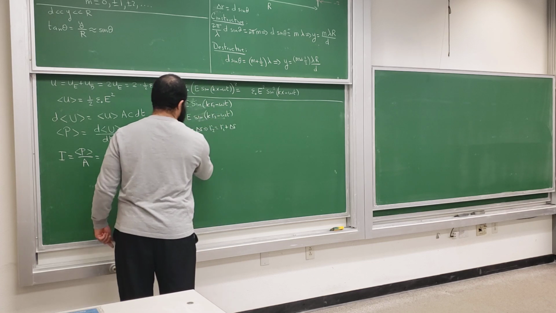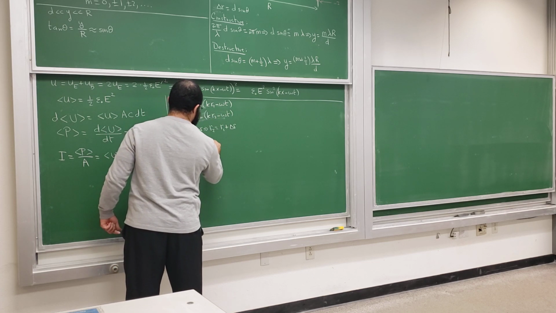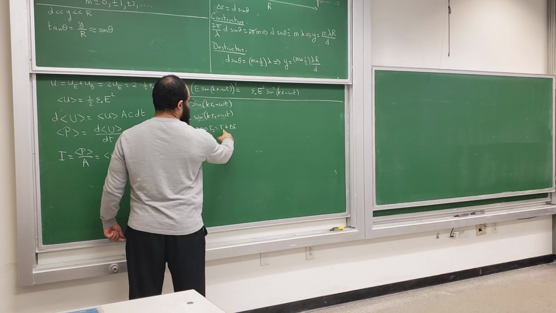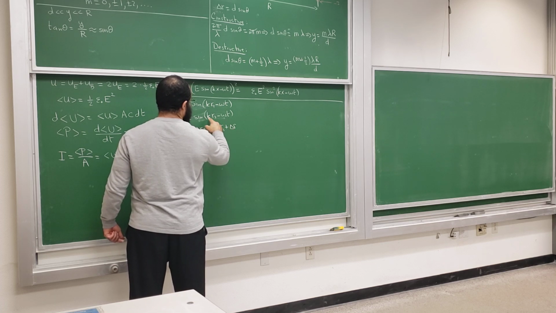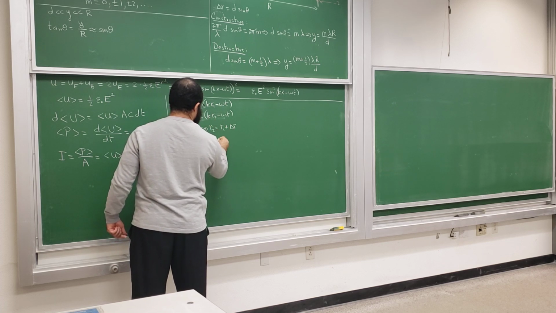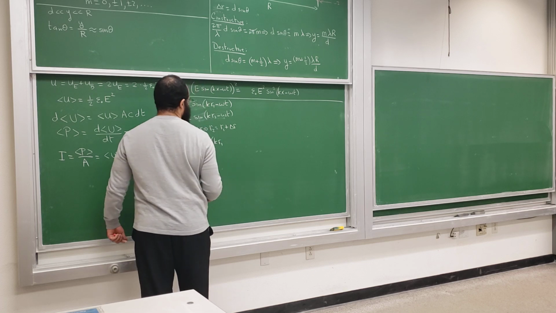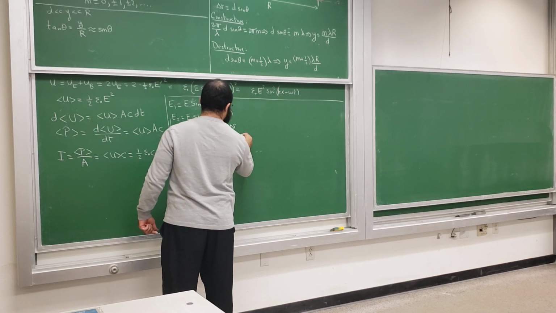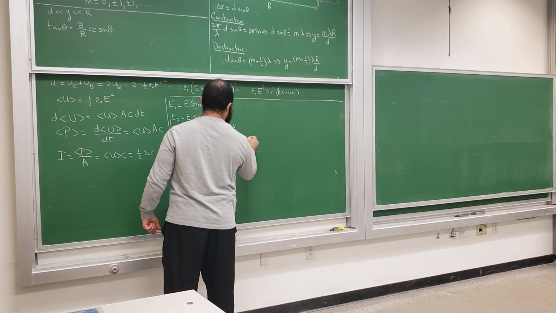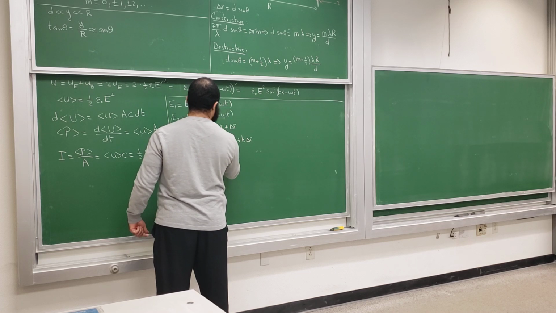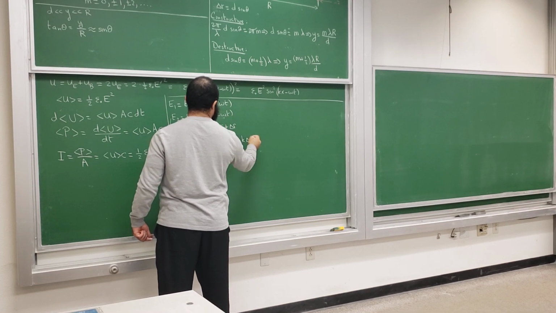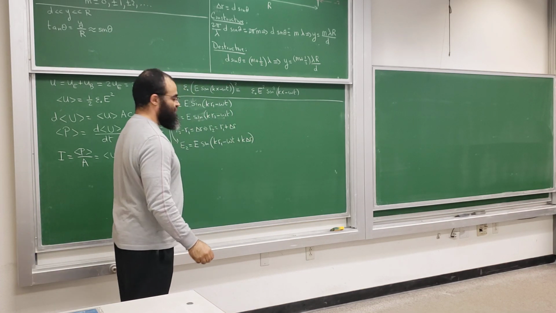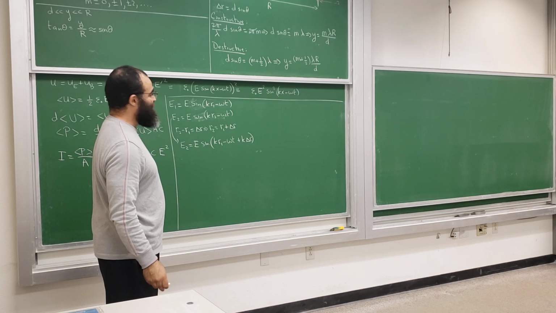So let's substitute. E2 will equal E times the sine. For R2, I'm going to replace it by R1 plus delta R. So it will be K R1 plus K times delta R, and here I have minus omega T. Looks good? Okay.